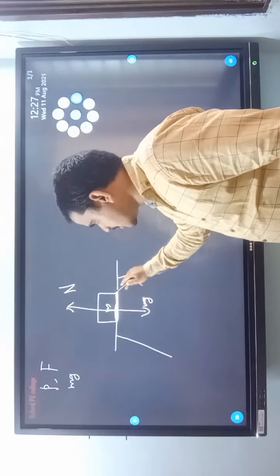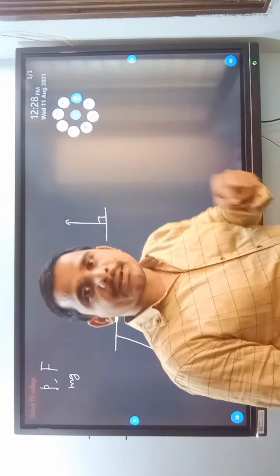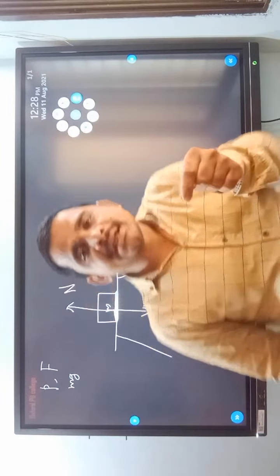If you observe one more time, this normal force always acts perpendicular to the surfaces which are in contact. It acts perpendicularly. That's a very important point. For these surfaces in contact, this normal force acts perpendicularly, so we call it the normal force.